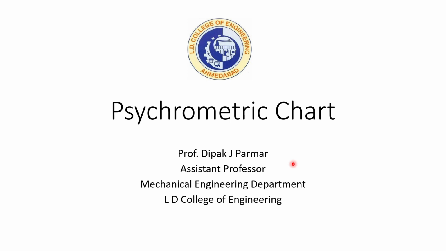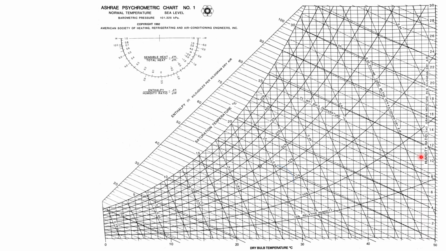Hello. Today we will understand how to get properties of moist air from the psychrometric chart. This is a layout of the psychrometric chart, where you will find different properties.